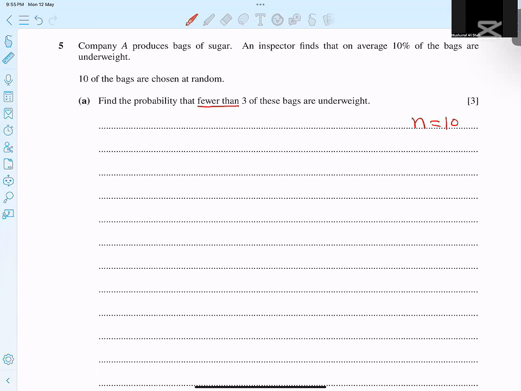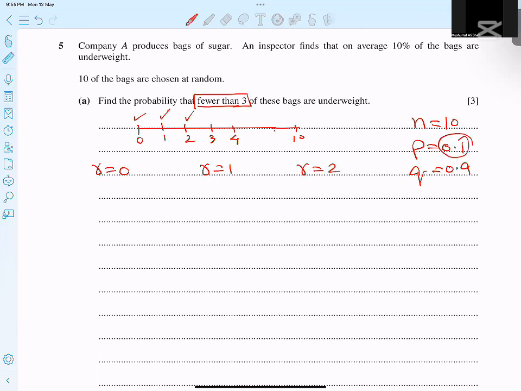So fewer than 3 means what? It means 0, 1, 2, 3, and we would continue till 10, so fewer than 3 means 2, 1, and 0. So we have 3 values of R: R is 0, R is 1, and R is 2, because fewer than 3 underweight. The chance of being underweight is 10%, so P is 0.1 and Q is 0.9, because 1 minus this.